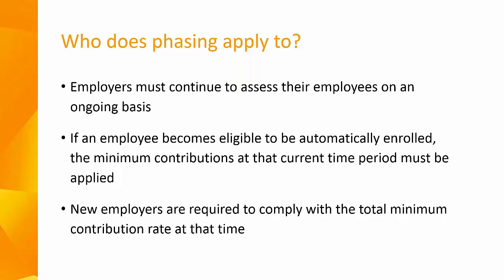Where an employee does become eligible, then the employer must process the minimum contributions that are applicable at that current time period. Phasing also applies to new employers, whereby if an employer reaches their auto-enrolment duty start date on or after the 6th of April 2018, they will be immediately required to comply and implement the total minimum 5% contribution rate. Equally, new employers who reach their duty start date on or after the 6th of April 2019 will need to comply with the total minimum 8% contribution rate.